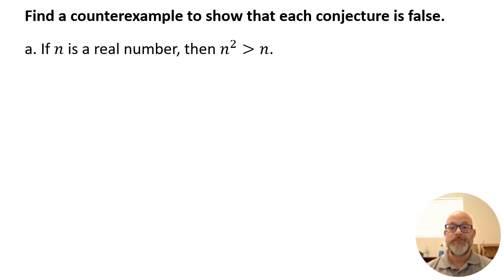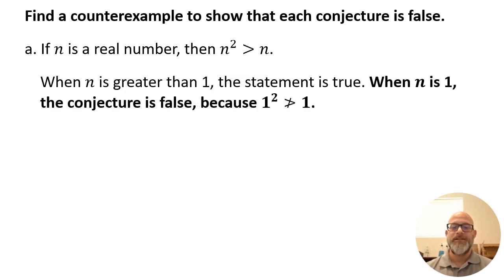Well, how about the number 1? If n equals 1, then 1 squared is not greater than 1. Right? 1 is equal to 1. That's a counterexample. If you choose any number n that's greater than 1, of course this is true.